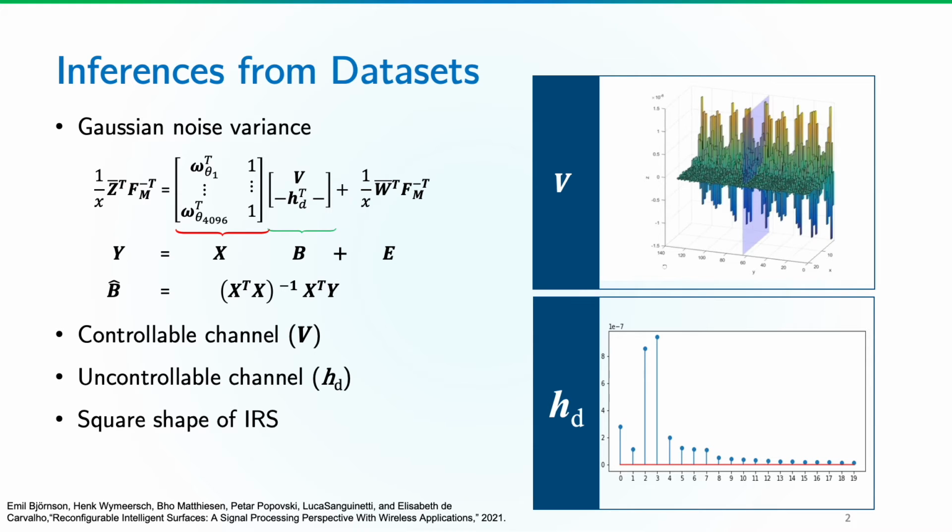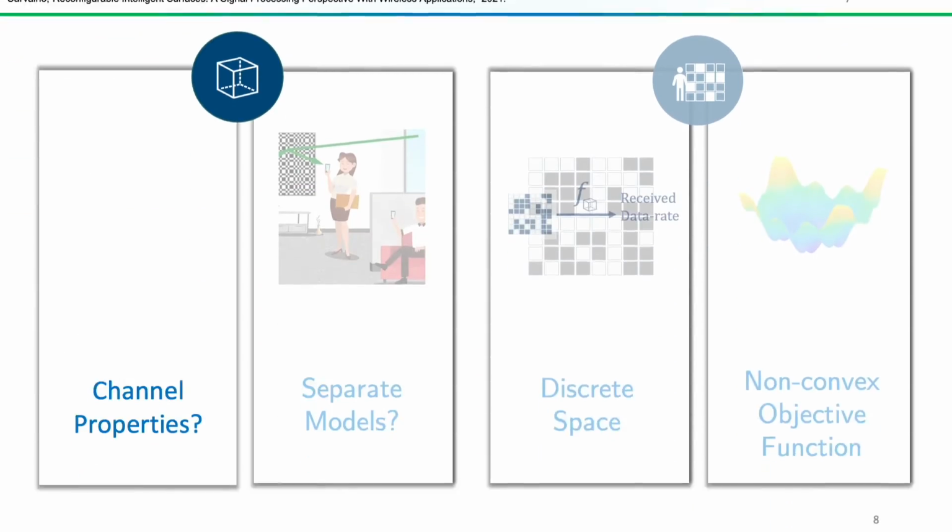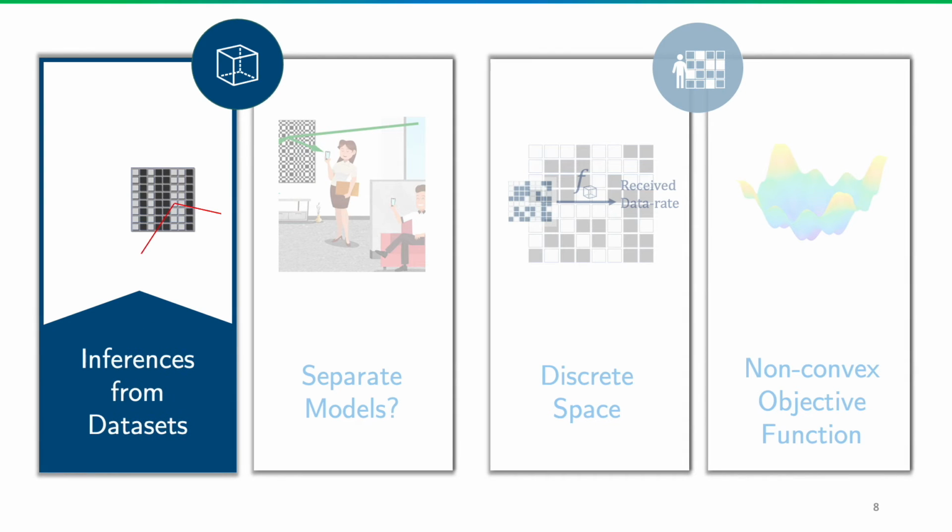We concluded that dimensionality should be reduced as we will have more unknowns than data points. Now that we have inferences, we proceed to estimate the channel.